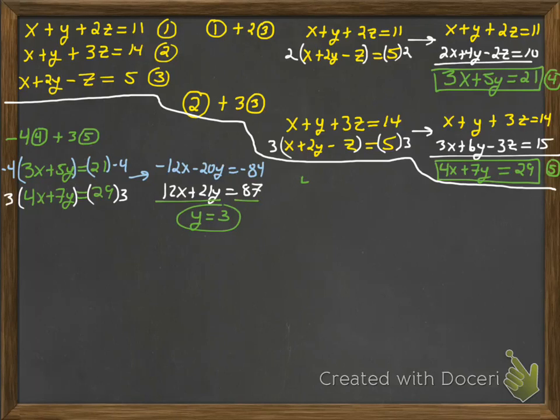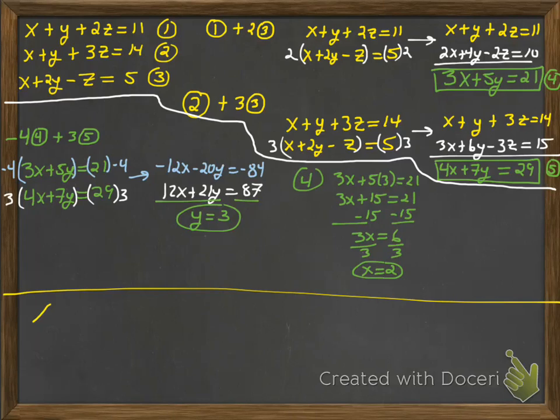Now, just like before, you can substitute y back into either equations 4 or 5. I'm going to go with equation 4 because it's a little bit smaller numbers. And 3x plus 5 times y, but y is 3, so it would be 5 times 3 equals 21. We're going to solve for x, so we're going to isolate it. So subtract 15. So 3x is equal to 6. Divide both sides by 3. X is equal to 2.